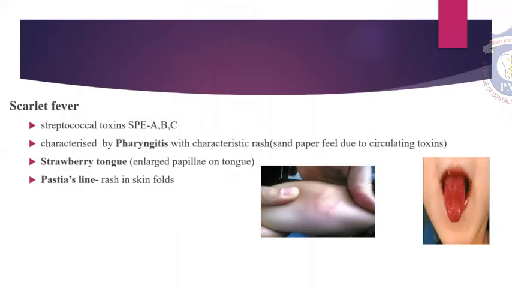The second clinical manifestation which comes under suppurative complication is scarlet fever. Scarlet fever is caused by streptococcal toxin, that is streptococcal pyrogenic exotoxin A, B, C. Scarlet fever is characterized by pharyngitis with a characteristic rash, which gives a sandpaper feel due to circulating toxins. Other manifestations under scarlet fever include strawberry tongue, which shows enlarged papillae on the tongue, and Pastia's lines, which show rashes in skin folds.